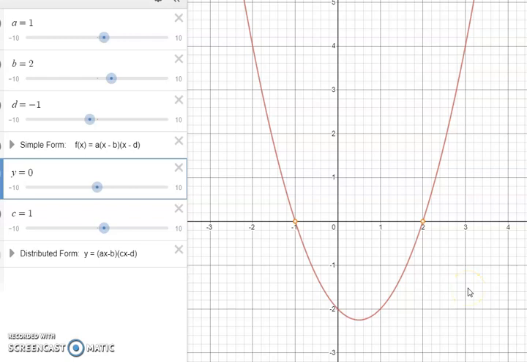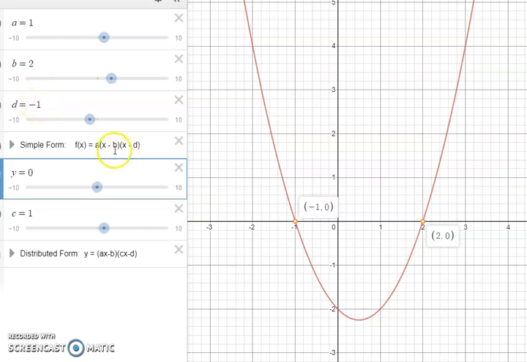Let's look at this graph. We right now have a graph of the simple form of the parabola, the x minus b and the x minus d. And you'll notice we have set b equal to 2 and d equal to -1. Let's look at what that produces on the graph. Of course, we have the parabola shape, and we might notice what are some critical points, 2 and -1. What were the values that we set b and d to? b was set to 2, d was set to -1.